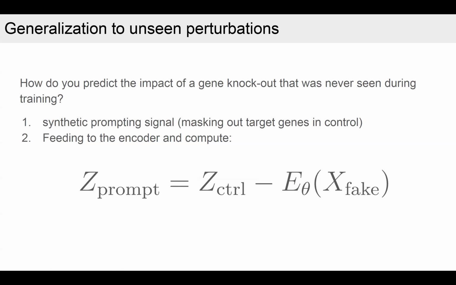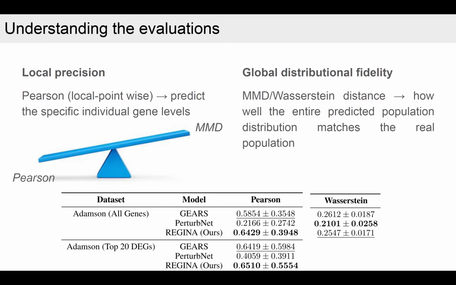Yeah, I thought that it was masked out because it was in the previous slide. This is just a recap of how the prompting mechanism is happening. It's a synthetic signal. As I mentioned, it is necessary for unseen perturbations. And we evaluated our model, comparing with the other existing models.